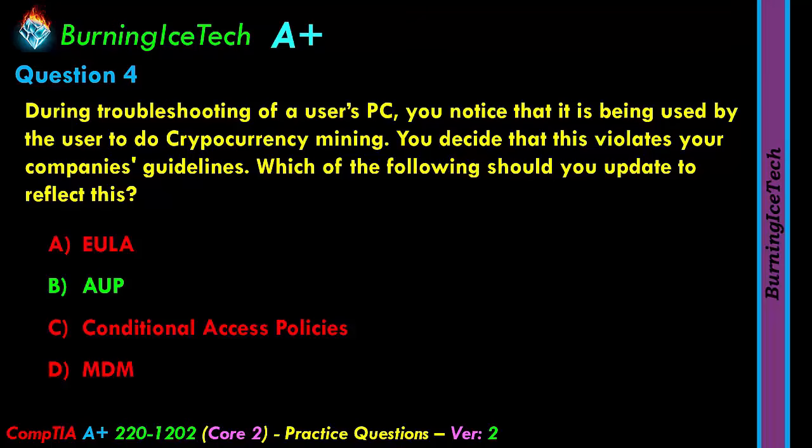There would be a splash screen, and there it's going to say they're not allowed to use these machines for things like cryptocurrency. And going forward, they will not be able to do that, because if they do, they're in violation of this policy, which means they can land themselves into hot water, and, well, they could even possibly lose their job. If we look at answer C, folks, conditional access policies.